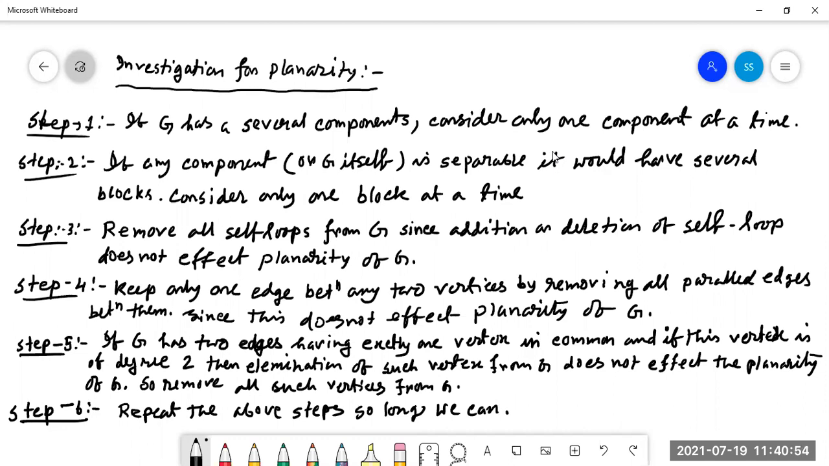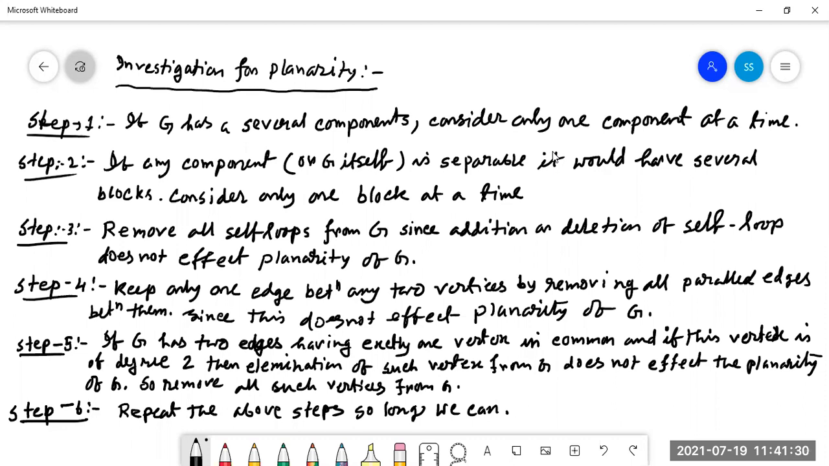First is step 1. If G has several components, consider only one component at a time. If G is a given graph which has several components, then we should take one component first. Now, if any component or G itself is separable, it would have several blocks. Consider only one block at a time, right? So we are taking block to block, only one block at a time.